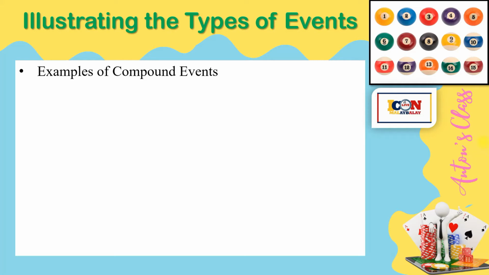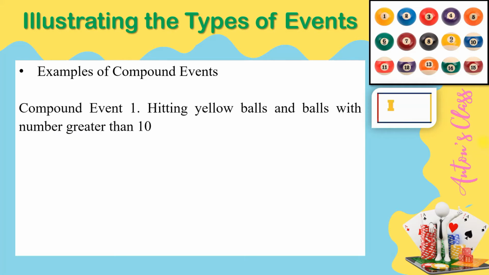Let us also make use of the billiard balls. Compound event number 1. Hitting yellow balls and balls with number greater than 10. Take note that for compound events, we are talking about two simple events occurring together. So we have here two yellow balls. We have 1 and 9. And the balls with number greater than 10 are 11 to 15. So the sample space for this is the set containing 1, 9, 11, 12, 13, 14, and 15.